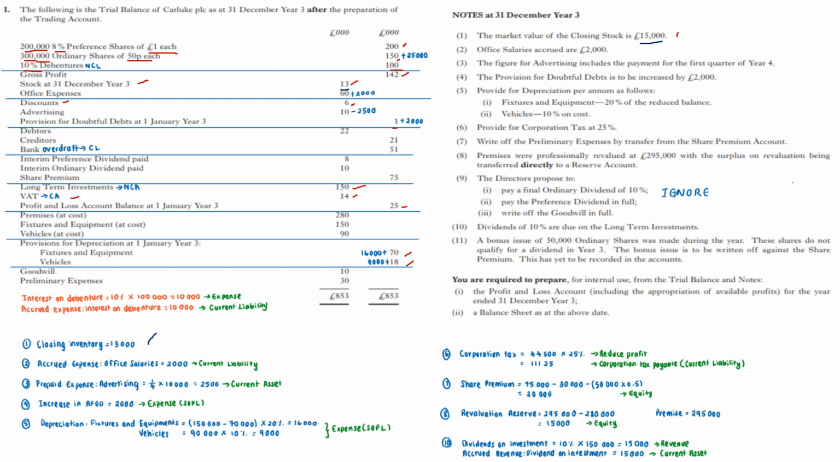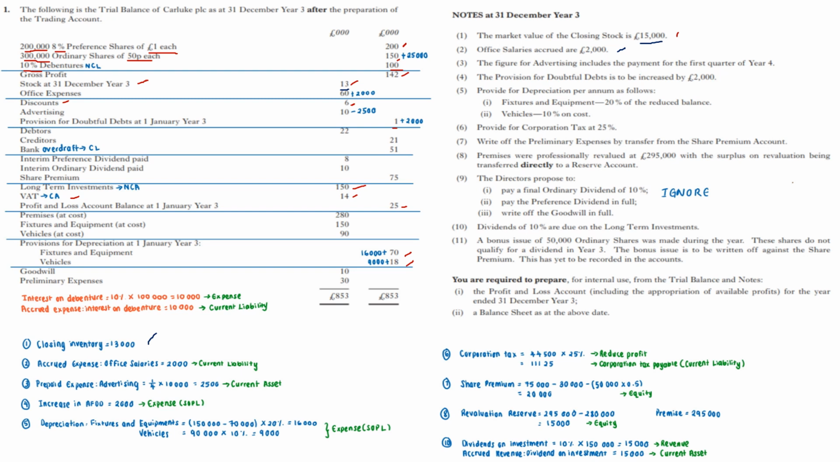Number 2, office salaries accrued are 2,000. Accrued here means that you have yet to pay. So you still owe the 2,000 office salaries. However, this office salaries has been incurred. So what you need to do is check the office salaries in your trial balance. Let's see whether there's any. No, there's office expenses. There's no office salaries. So office salaries here is something that has not been recorded yet in your trial balance.